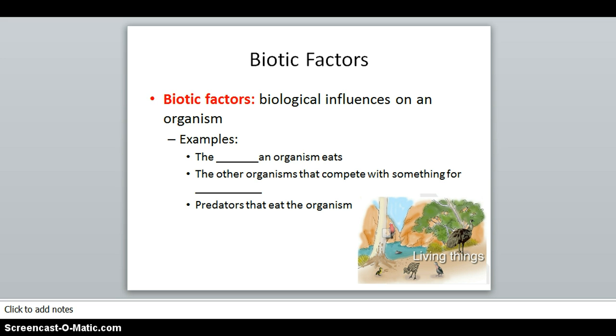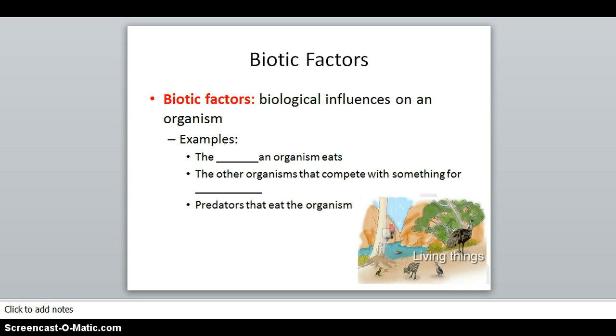Because their environment is so broad, we divide it into two groups. Biotic factors include everything living that influences an organism. Bio means living, so biotic are living factors. Some examples of biotic factors are the food an organism eats, whether they eat plants, animals, dead and decomposing plants and animals, or a combination of these things. They're all considered biotic factors.